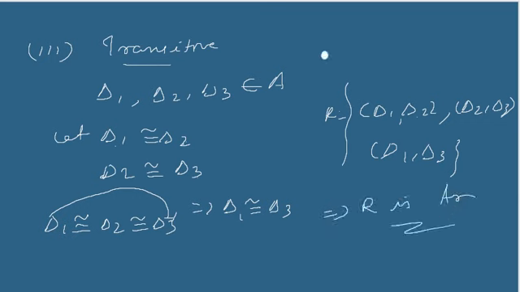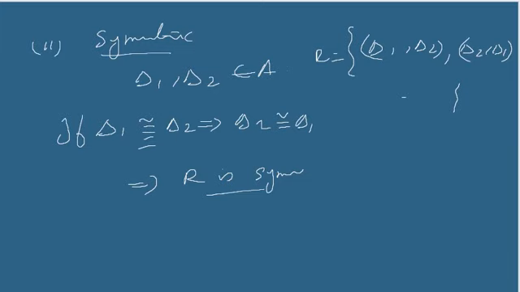So what you can say? Hence our R is reflexive, symmetric and transitive. Therefore, the relation R of congruency of triangles is an equivalence relation. So what is the conclusion? Hence R is an equivalence relation. This is how you have to do it. Okay, so I hope it's clear for you.